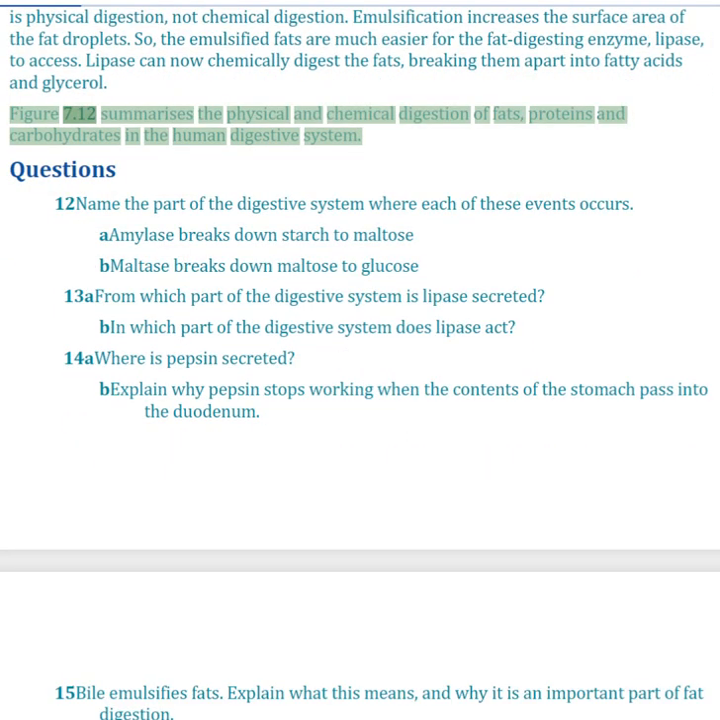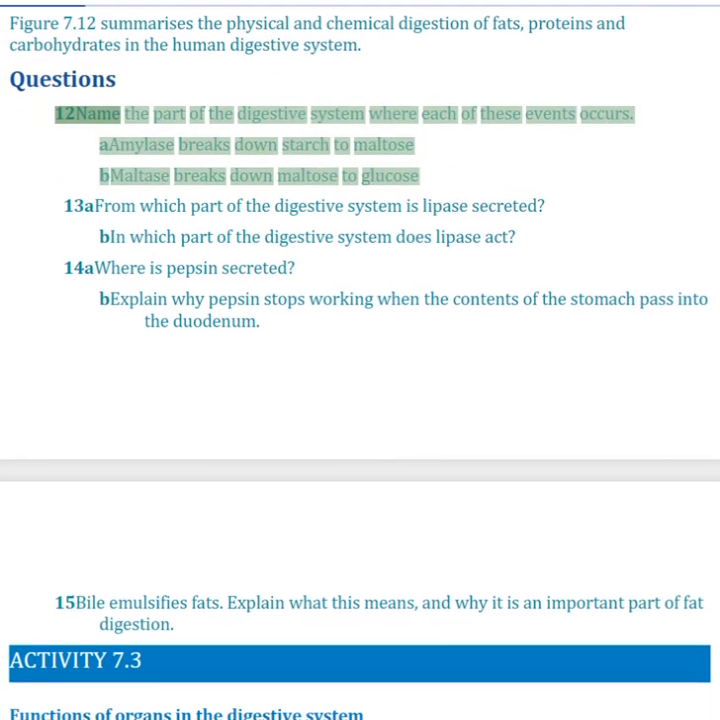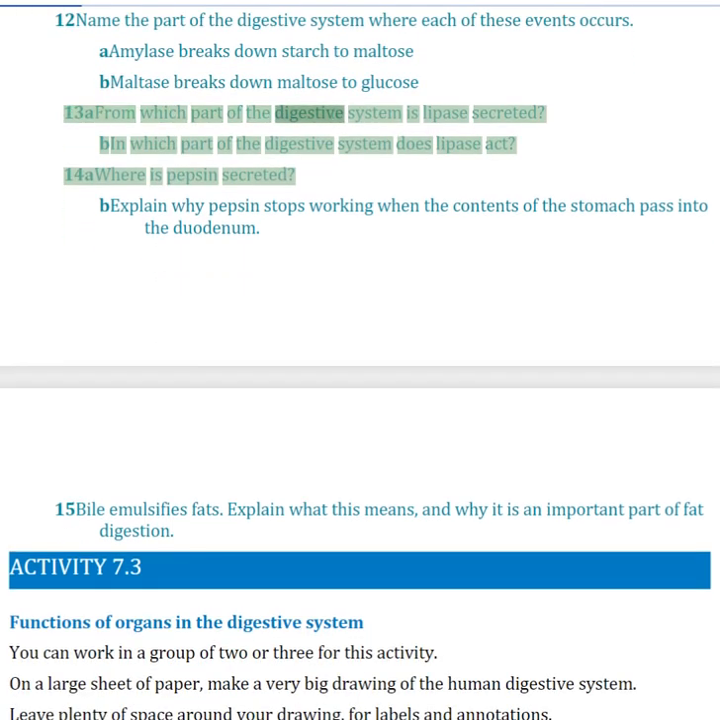Figure 7.12 summarizes the physical and chemical digestion of fats, proteins and carbohydrates in the human digestive system. Questions. 12. Name the part of the digestive system where each of these events occurs. A. Amylase breaks down starch to maltose. B. Maltase breaks down maltose to glucose. 13. A. From which part of the digestive system is lipase secreted? B. In which part of the digestive system does lipase act?